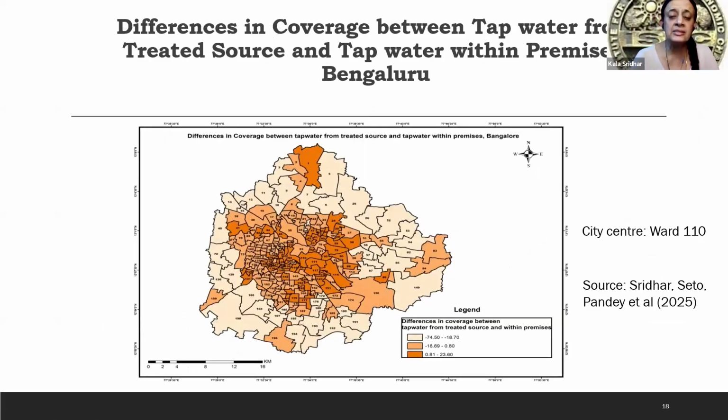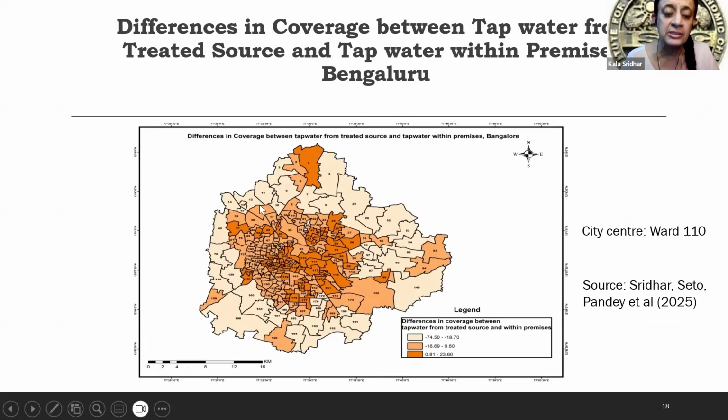Now, this is taking the case of drinking water, right? This is some ongoing work I'm doing with Kiran Seto at Yale and Bhartendu Pandey and others. And this is currently a work in progress. And this is a bit complicated.